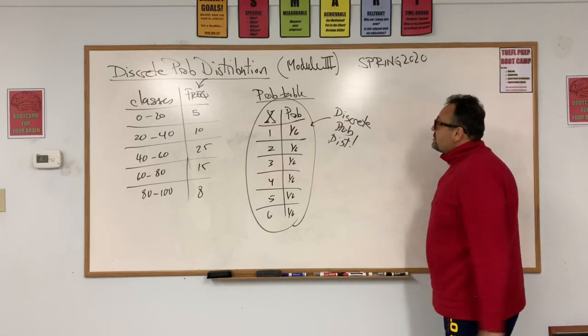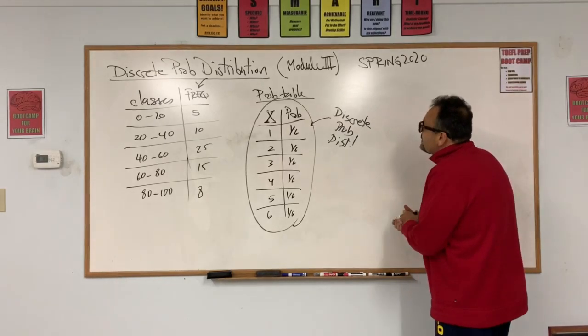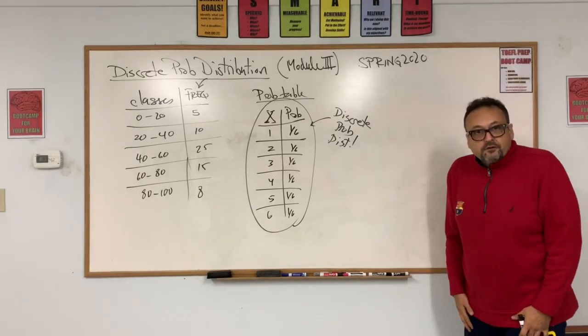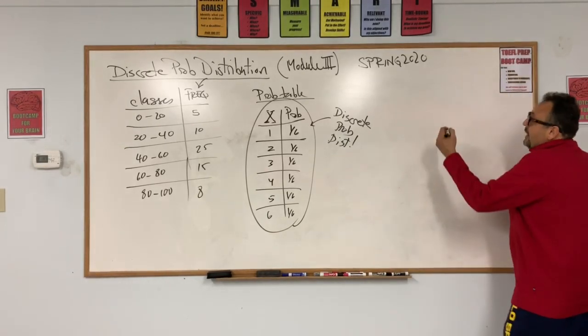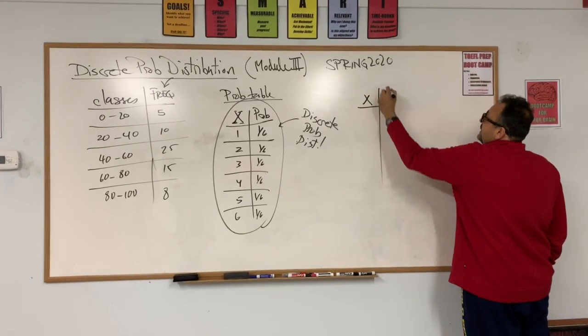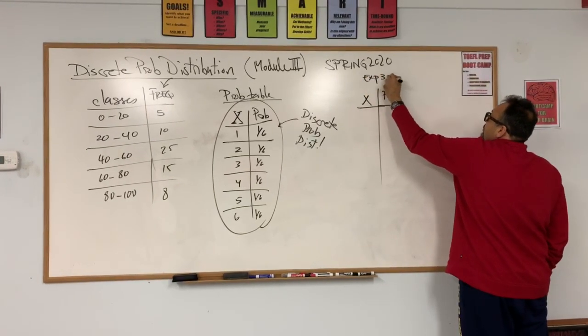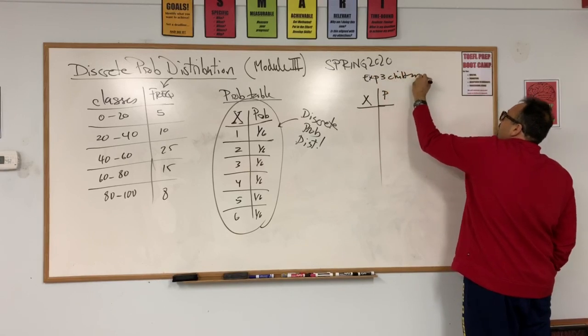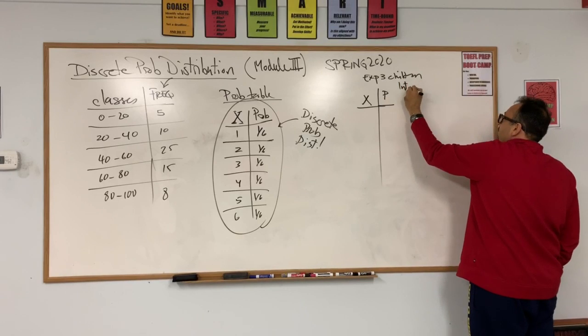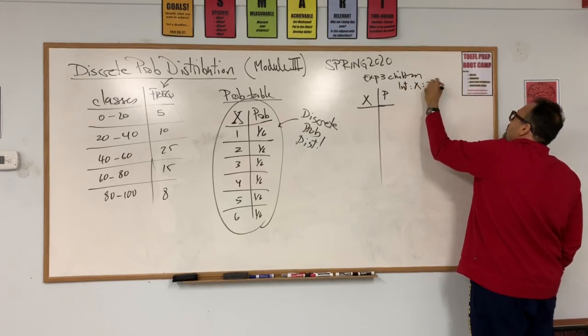I could have created a discrete probability distribution for the experiment of having the gender sequencing for 3 children. And that would have looked like, say, I am interested in the experiment of having 3 children, and my interest, my random variable, is the number of girls.